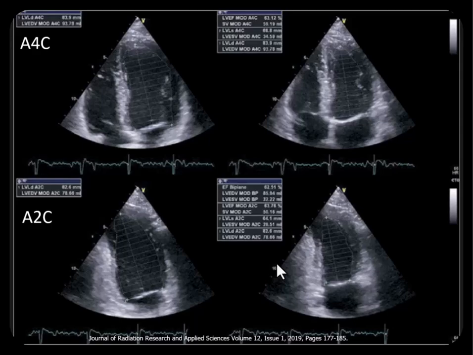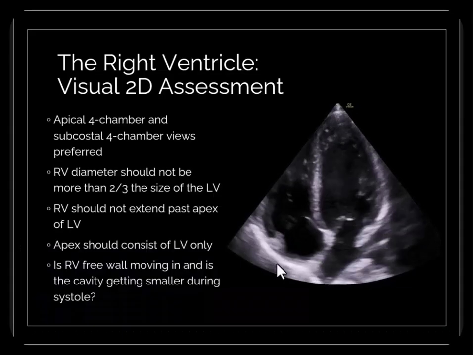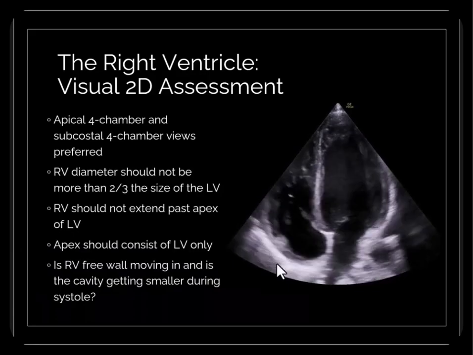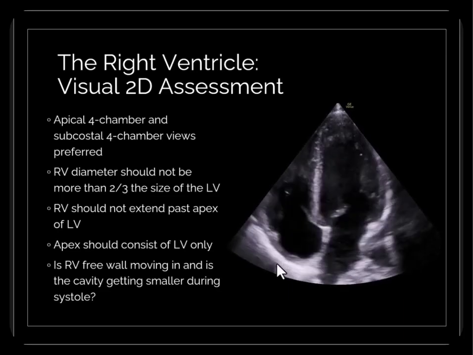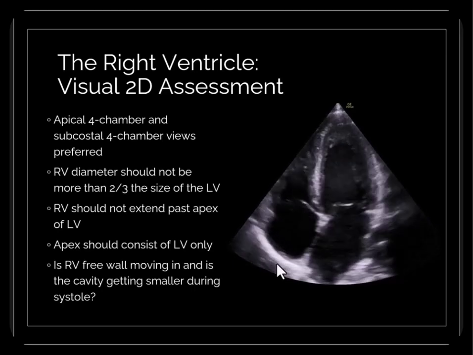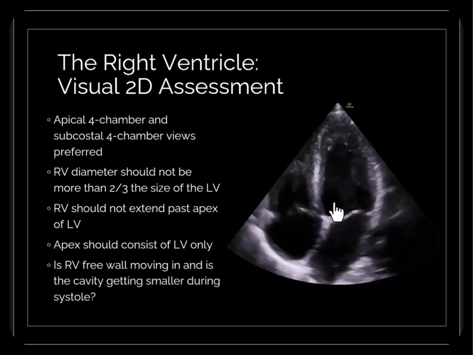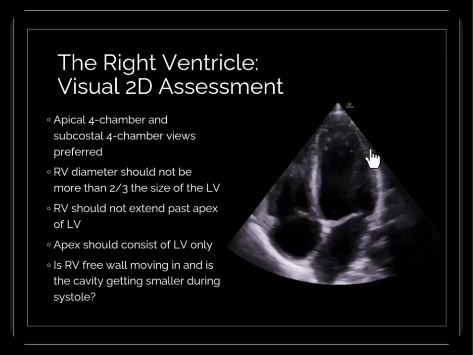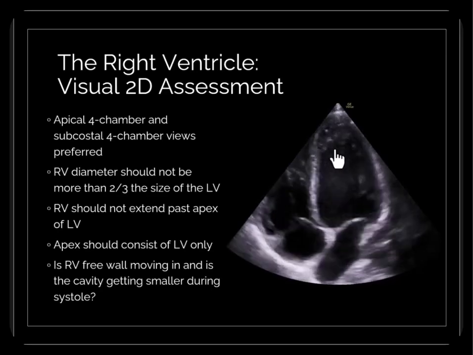We are now going to jump to the right ventricle and talk about how to assess right ventricular function. And this begins with a visual 2D assessment of the right ventricle. I like to do this in the apical 4-chamber and the subcostal views because this allows me a side-to-side comparison of the LV diameter compared to the RV diameter. As you can see in this example, the RV diameter should be about 2/3 the size of the LV diameter. The RV should not extend past the apex of the left ventricle, and the apex should consist of the LV only.